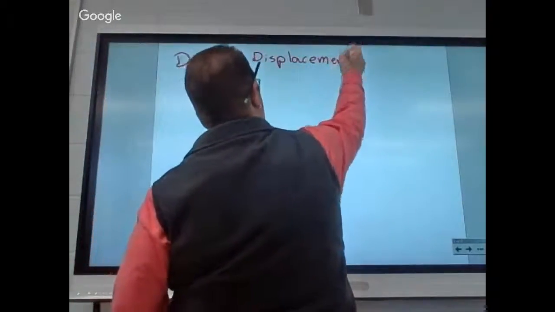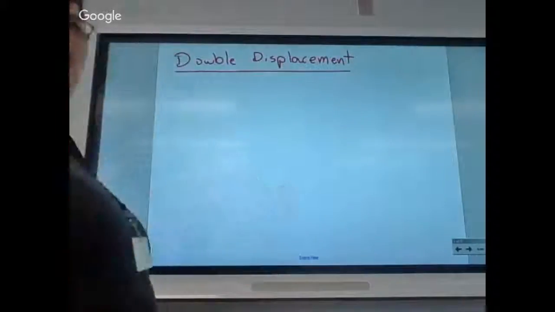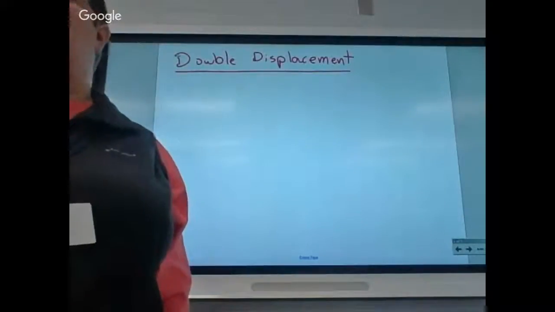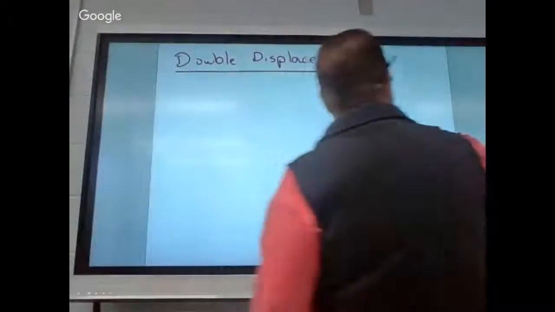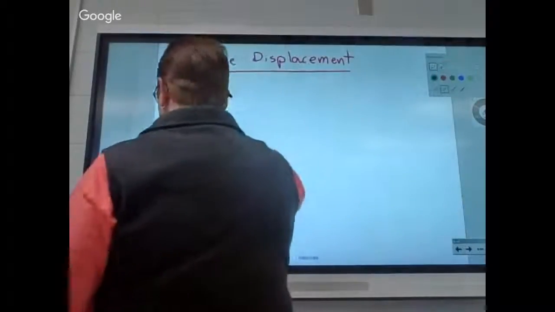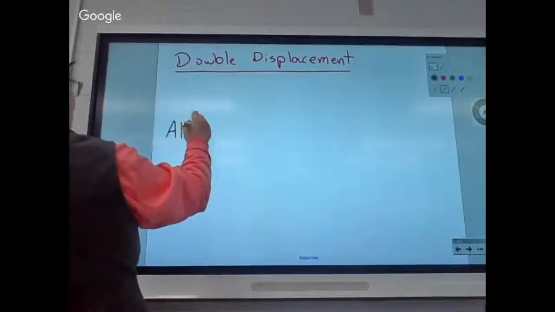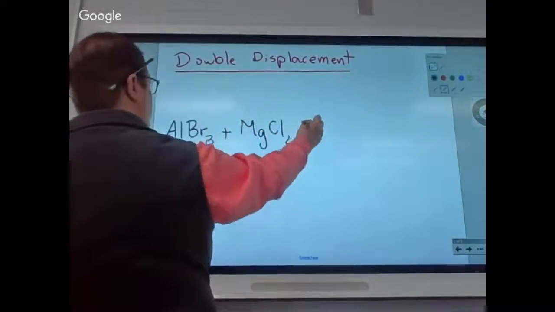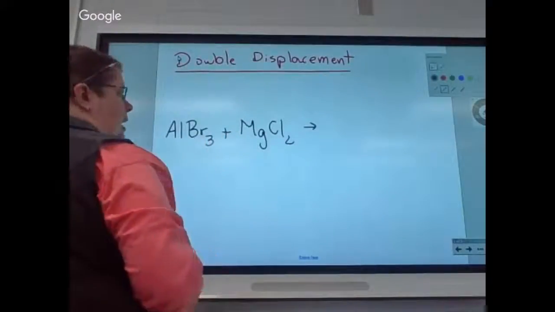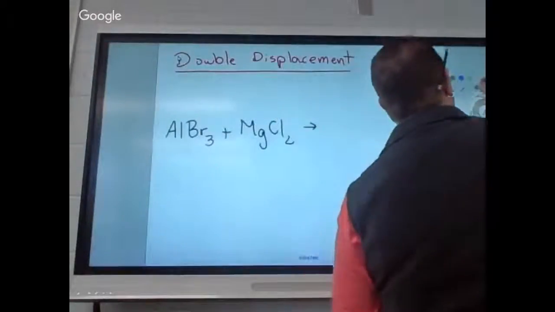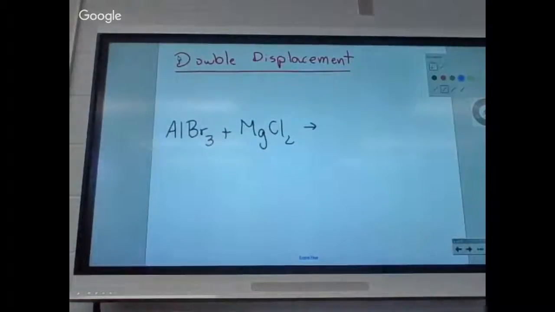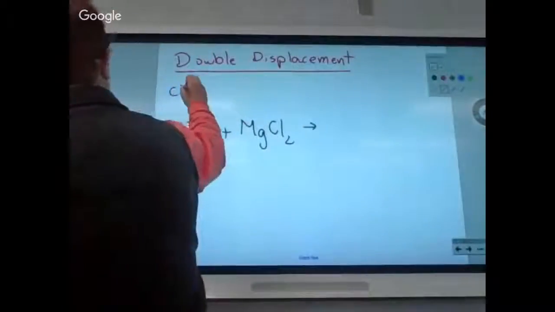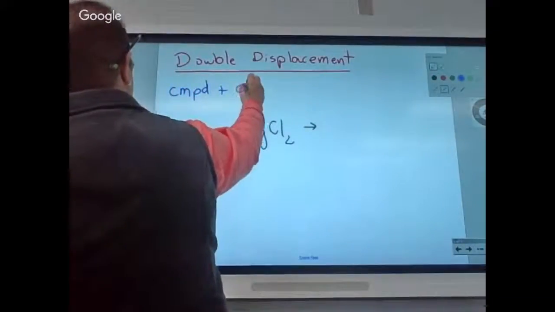The nice thing about double displacement is there are no new notes that we need to add. You already have all the steps. So all we need to do is a sample so you know how it works. So if you have, let's just say, AlBr3 plus MgCl2. How is this different from what we just did? Yeah, two compounds. That's what makes it different. This is a compound plus a compound.